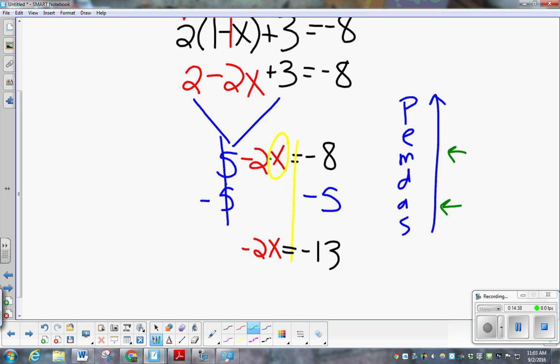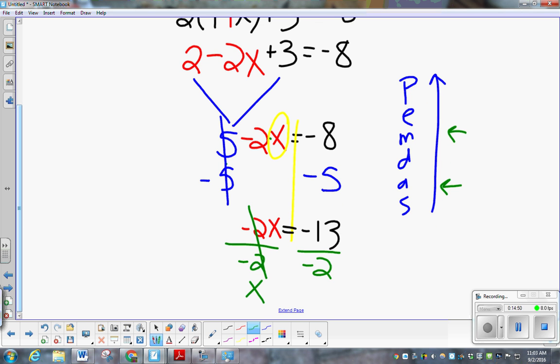So then when we simplify that a little farther, we're going to divide by negative 2 on each side. Negative 2 divided by negative 2 is 1, so we're left with just 1x, or just x. And negative over negative is positive, so I wouldn't mind if you left this as 13 over 2, or you can write it as 6 1/2. Either one is okay.